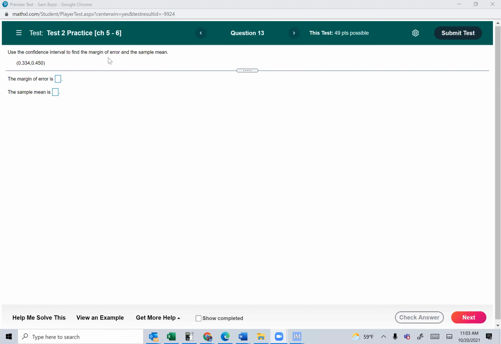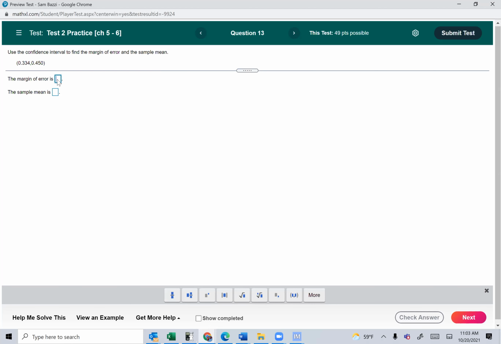Use the confidence interval to find the margin of error and the sample mean. Remember, guys, when we did that on Monday, if you have the interval to find the margin of error, you subtract the lower from the higher and divide by 2. So it will be 0.450 minus 0.334 and divide by 2. For the sample mean, which is the middle value, you just add them up and divide by 2. I trust that you know how to do division and addition, and that's how you do it.